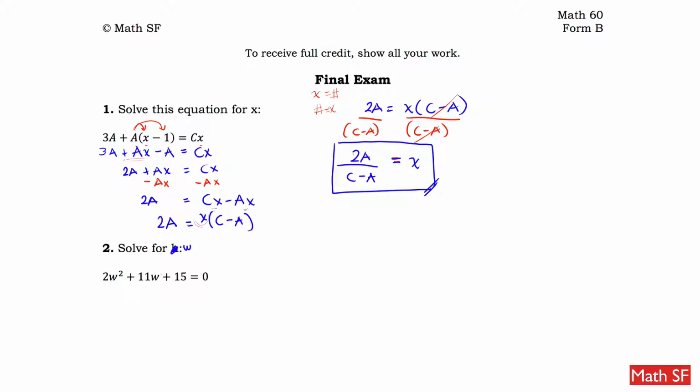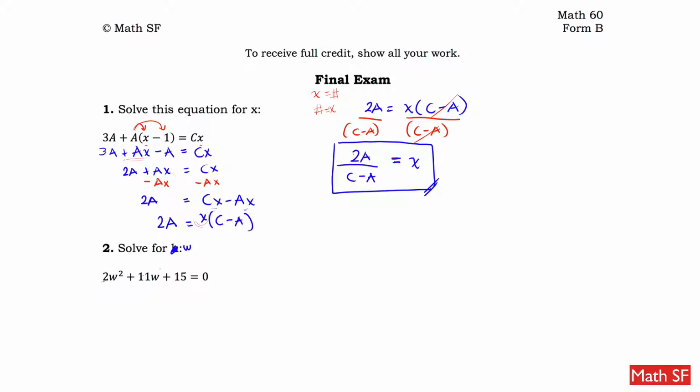So 2w squared plus 11w plus 15. This seems to be a quadratic equation. In a quadratic equation, I'm going to factor here. I'm going to look for the greatest common factor, but they do not have anything in common. Look, 2, 11, and 15 do not have anything in common. So now there are two techniques that we might use, either trial and error or the AC method, or any method of your choice.